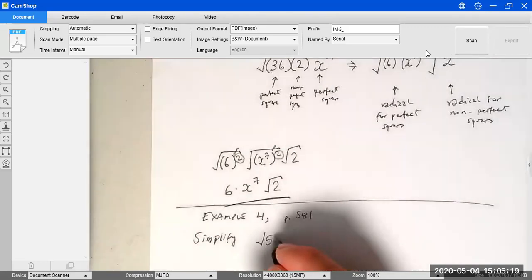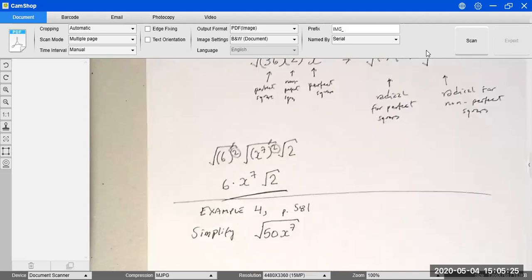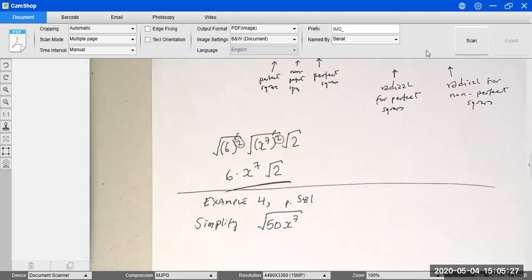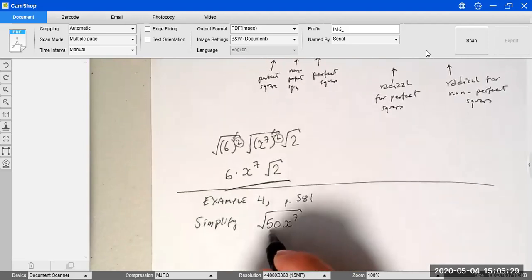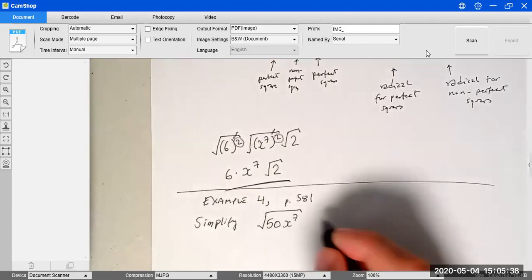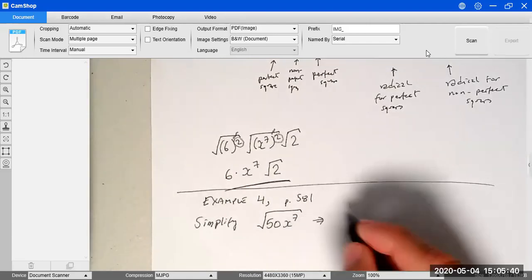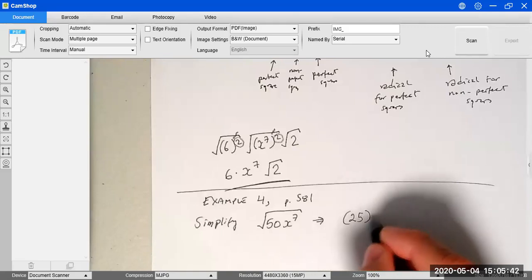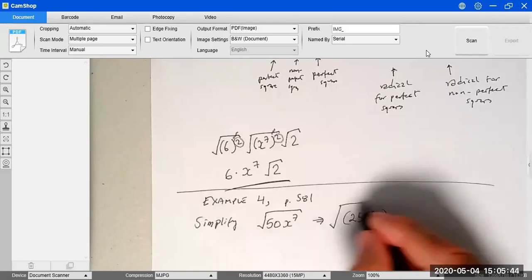Square root of 50x to the 7. Again, we're going to check first the coefficient. Can I write 50 as a perfect square times a non-perfect square? Yeah, I can write 50 as 25 times 2. Okay, that's the first part.